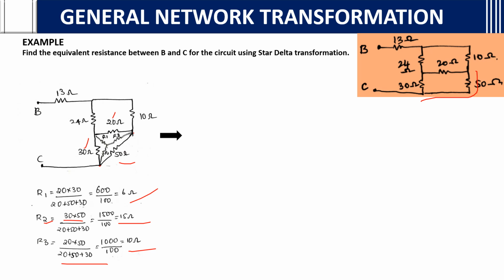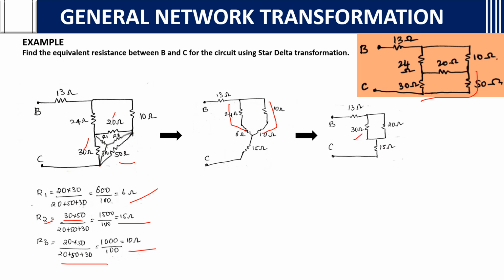After calculating, the network looks in this way. This 13 is the same, 24 is the same, 10 is the same. This looks like star. If you see 6, 10, 15, these two are in series and these two are in series. If these two are in series, you can add up. After adding, you will get 24 plus 6, 30, and 10 plus 10, 20. Again, 30 and 20 are in parallel. For 30, 20 in parallel, you will do 30 into 20 by 30 plus 20, and you will get 12 ohms.